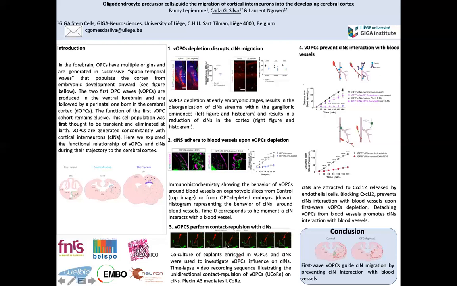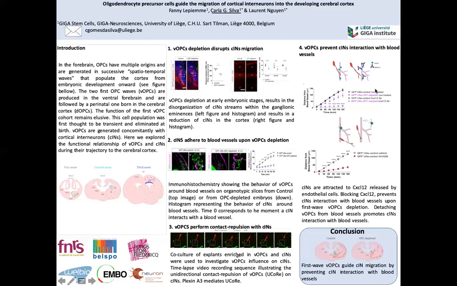These blood vessels are covered by these first wave OPCs. When interneurons pass close to blood vessels, there is a contact repulsion mediated by OPCs towards interneurons, and interneurons move away from these blood vessels, so they can keep progressing in the cortical parenchyma.